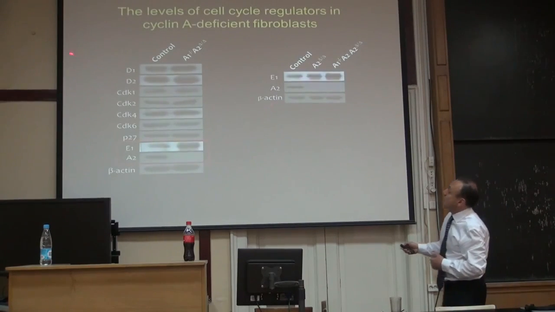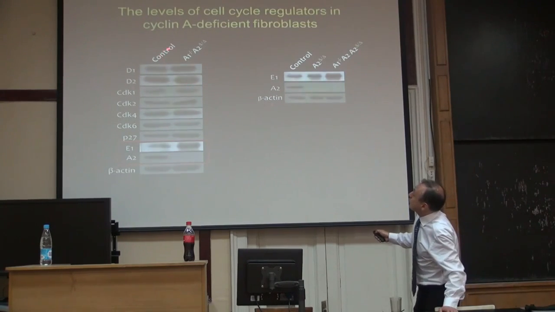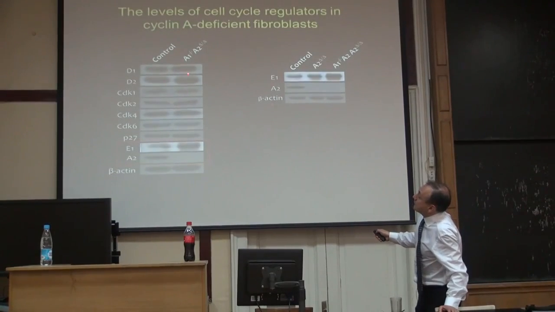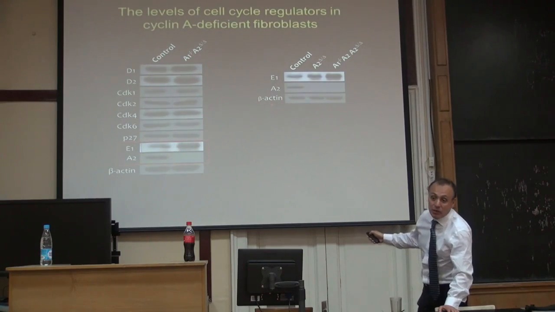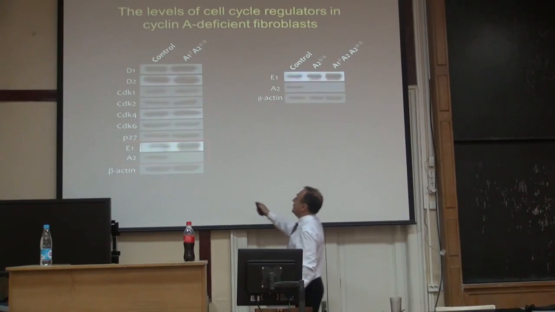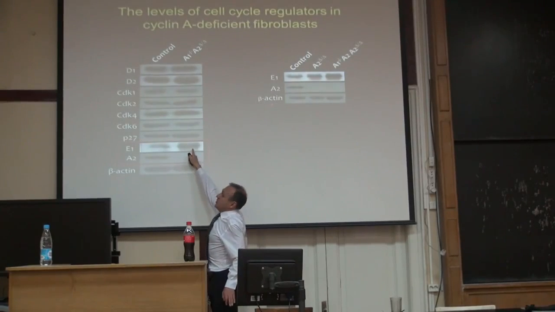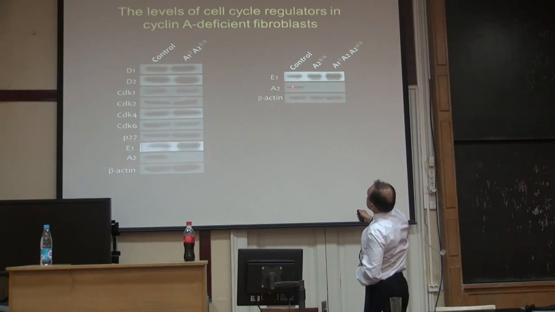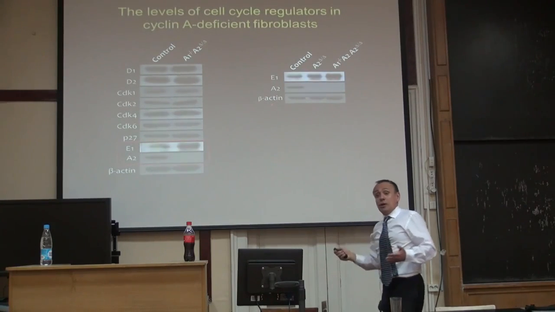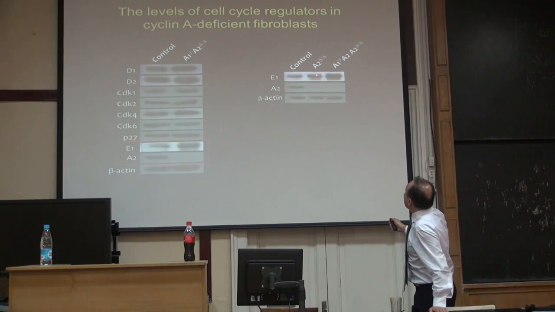So first of all, what we did, we looked at the cell cycle profile of control and of cyclin A knockout cells. And as you can see, most of the proteins are identical. The level of cyclin D1 is identical, and D2, etc. But what we noticed is that cyclin E is actually upregulated in cyclin A knockouts. So when we knock out cyclin A, cyclin E goes up. And this is actually shown here. This is the level of cyclin A in controls, and this is in knockouts. So in knockouts there is no cyclin A, but we have a higher level of cyclin E.